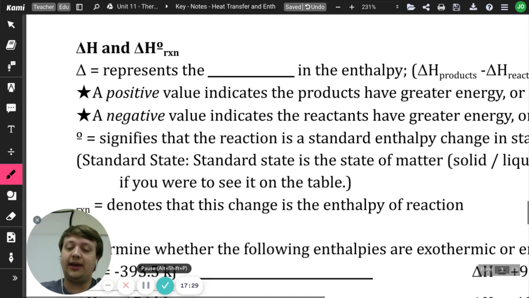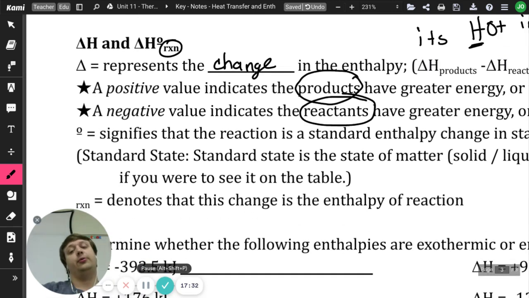And so in that case, we've got the delta H with the little circle sign, that degree sign, of the reaction. It's basically saying I've got my change in heat. And in this change in heat, we've got our standard states of matter. And this is all happening as a part of a chemical reaction. And so it's giving us a little bit more information about what's actually going on.